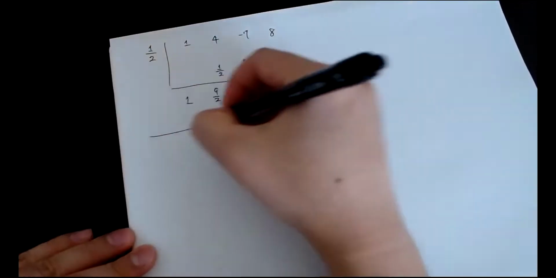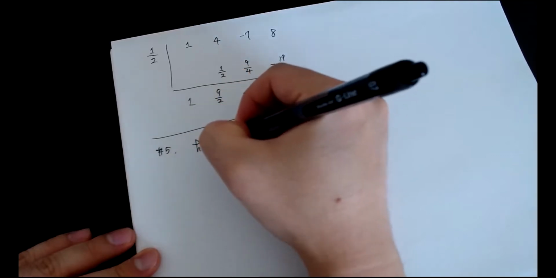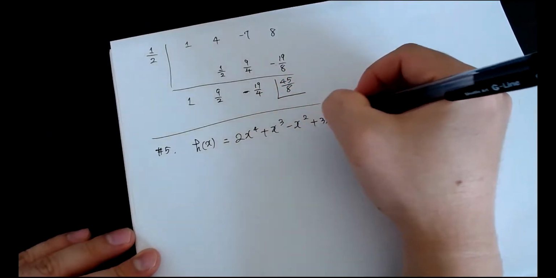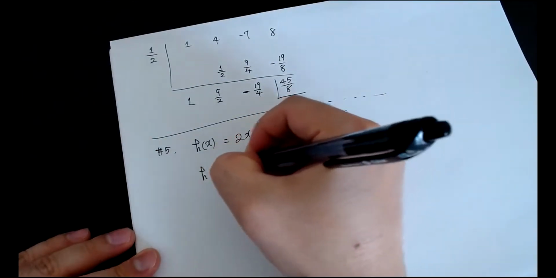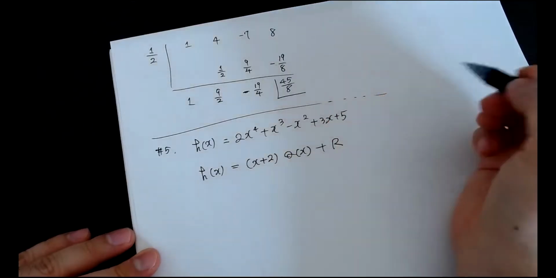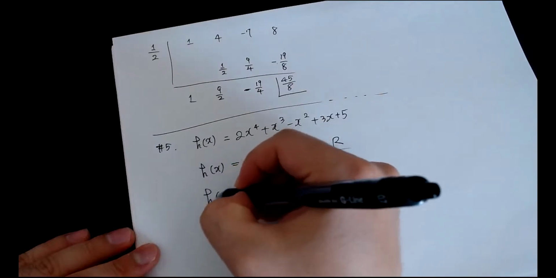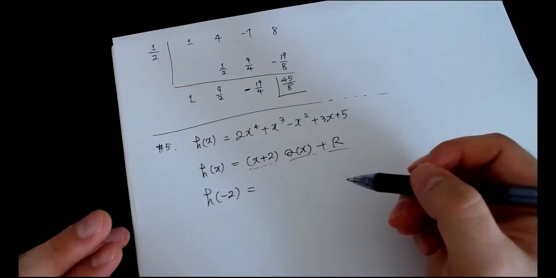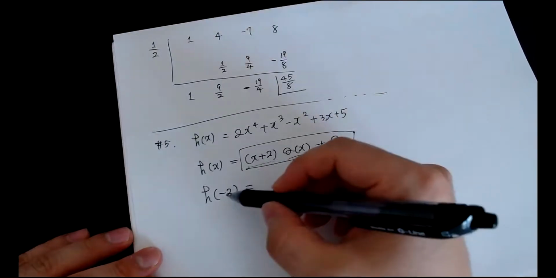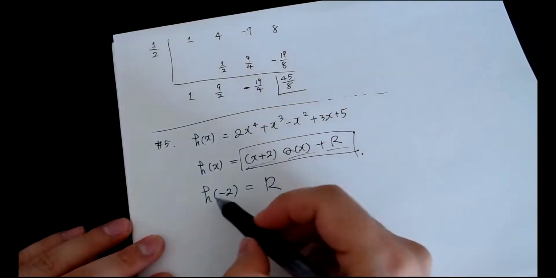So in problem number 5, h of x is defined by 2x to the fourth power plus x cubed minus x squared plus 3x plus 5. Now what we're going to do is divide h of x by x plus 2. Then we're going to get a quotient, and then plus remainder. So once we express h of x in terms of divisor, quotient, and the remainder, then for h of -2, we just evaluate h of x at -2 using that expression. You see when x is -2, x plus 2 is going to be 0. So 0 times quotient is going to be 0, right? So the remainder is going to be left. So h of -2 turns out to be r.